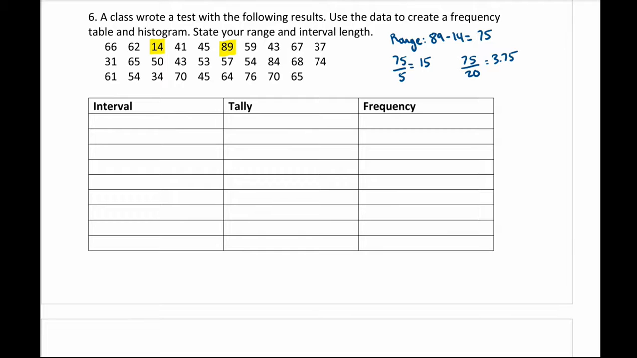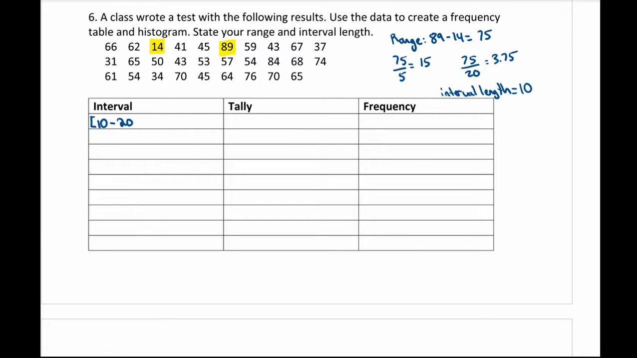So I would say a nice number would be 10. Right? 10's easy to count by when we're going up. So 10 is going to be our interval length. So what that means now is that our intervals are going to be a range of 10. Because our lowest number is 14, that means our lowest interval should start at 10 and then go to 20.